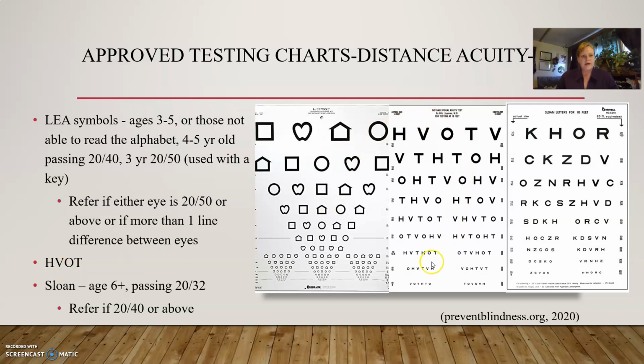HOTV, that's this second chart here. And Sloan, it's good for 6 and above, or those that can read the alphabet. Passing is 20/32. We would refer if their score is 20/40 or above. These are the accepted charts. There's a specific distance between the symbols, and the inverted triangle is specific to these charts.